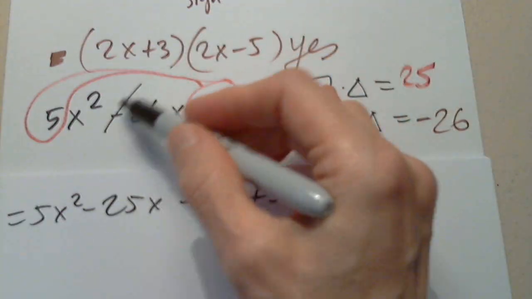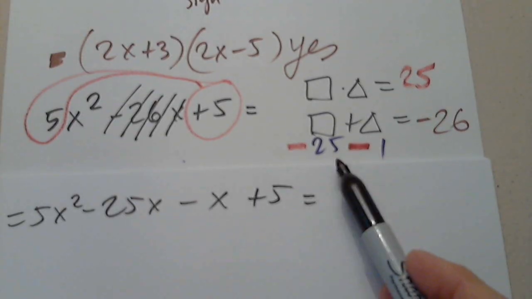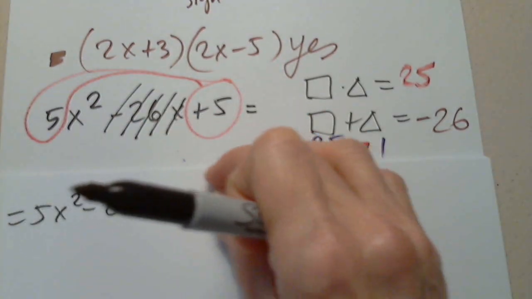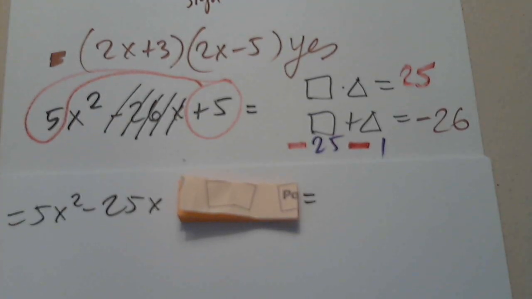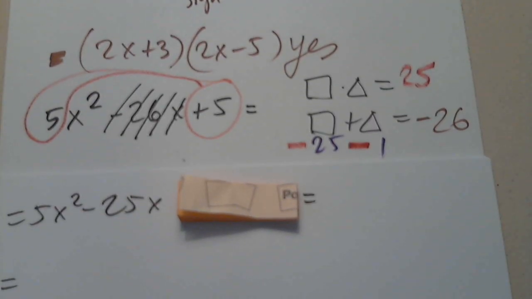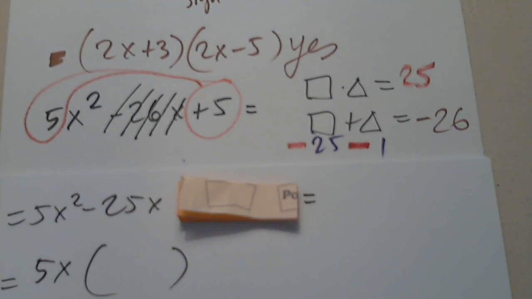Yes. We replace this quantity using the numbers we just determined. Negative 25x minus x is negative 26x. Perfect. What do we factor out from the first two? Yes, indeed, 5x. What is left in parentheses? We started with two terms. We need two terms.